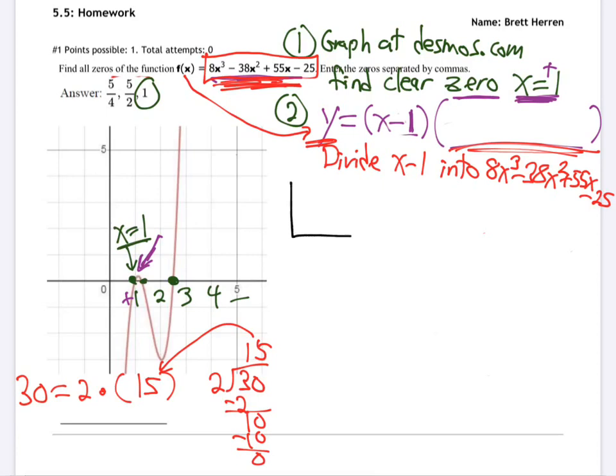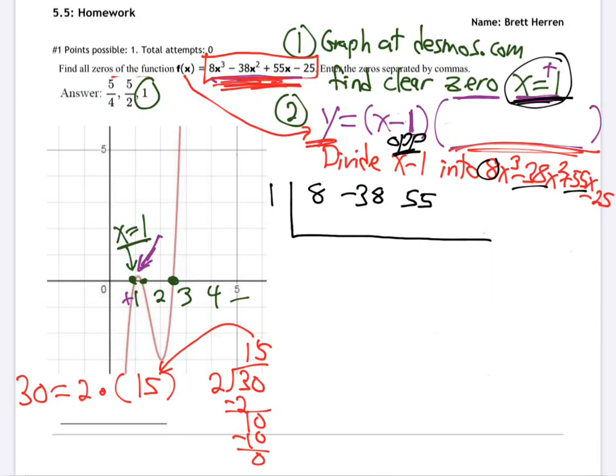Remember synthetic division? We'll do that right here. Now, when you put the 1 out here, remember you just put the regular one, what it was right there. It's only opposite in the parentheses. Everywhere else it's normal. It's normal, x equals positive 1 right here. Okay, and so then you put the coefficients. The 8 goes here, the minus 38 goes here, the 55 goes there, and the minus 25 goes there.